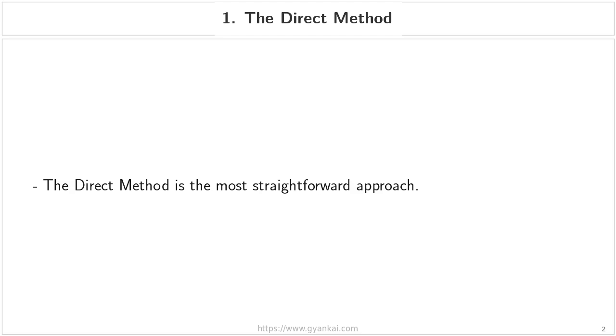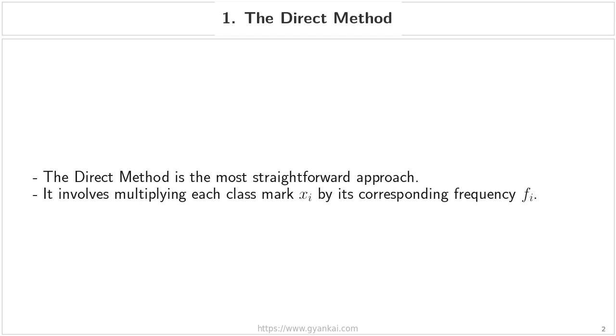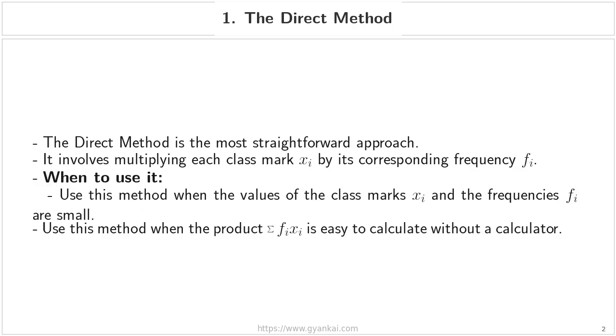1. The direct method. Now that we have established that all 3 methods will lead us to the same final answer, let's dive into the first one, the direct method. As you might have guessed from the name, this is the most straightforward approach we have. The process is quite simple. You take each class mark, which we call x sub I, and multiply it by its corresponding frequency, which we call f sub I. But as a mathematician, I want you to think about efficiency.